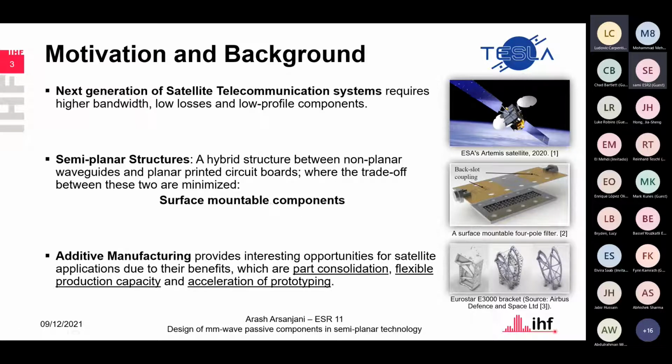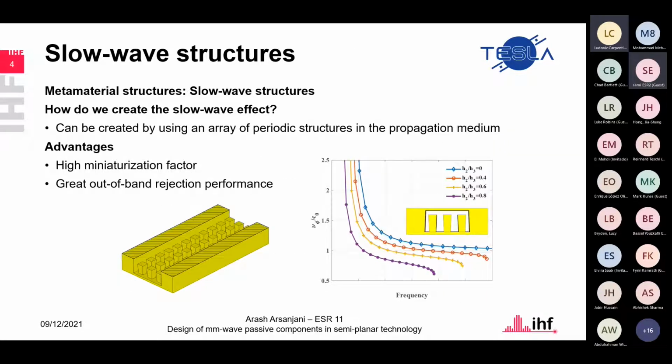For the fabrication side, I wanted to use additive manufacturing, since it provides interesting opportunities for satellite applications. This is mainly due to its benefits in one-part fabrication, flexible production capacity, and the acceleration of prototyping. So, considering all the resources and subject topics that I have, I decided to work on the concept of metamaterials called slow wave structures.